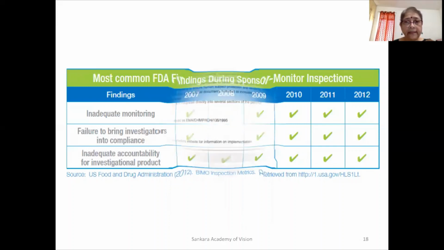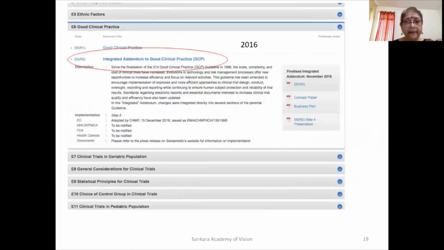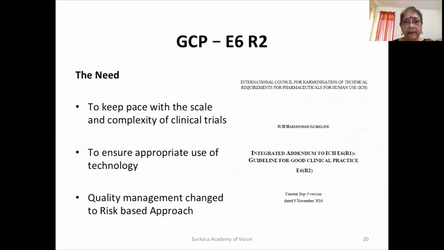So as a result of all that, again, discussions took place, and finally they added the Integrated Addendum to good clinical practice, which was released in 2016. The need was that GCP had to keep pace with the scale and complexity of clinical trials, because a lot of electronic media has come into play. You have now data which has to be actually sent electronically. There's monitoring, we call it remote and centralized monitoring, and so on.